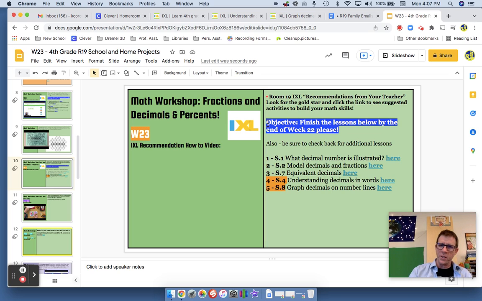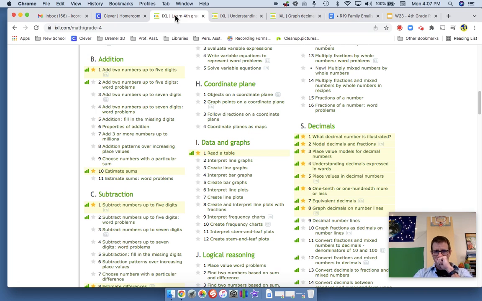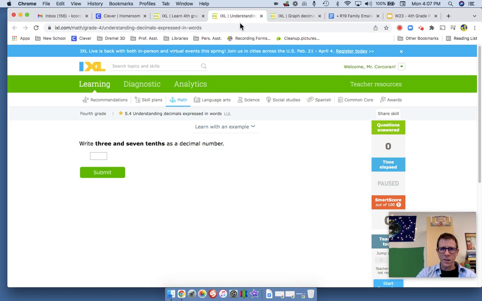So last week, week 22, we had these S1, 2, and 7. And today, Monday, we're adding S4 and S8. S4 is understanding decimals in words, and S8 is graphing decimals on number lines. And these are horizontal number lines. So S4 is this one here.